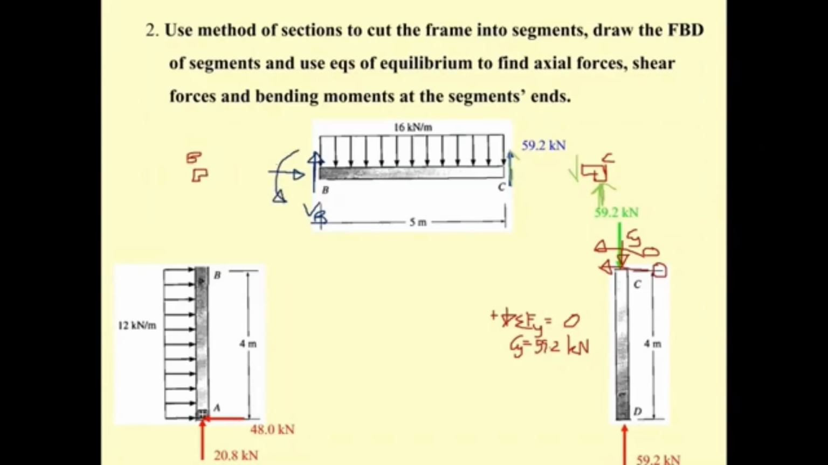If you do the summation of F sub x equal to 0, this horizontal force is going to be 0, since there is no horizontal force here. Then if you do the summation of F sub y equal to 0, the V sub B is upward, so upward is going to be positive. You're going to have V sub B, and then 59.2 also plus.